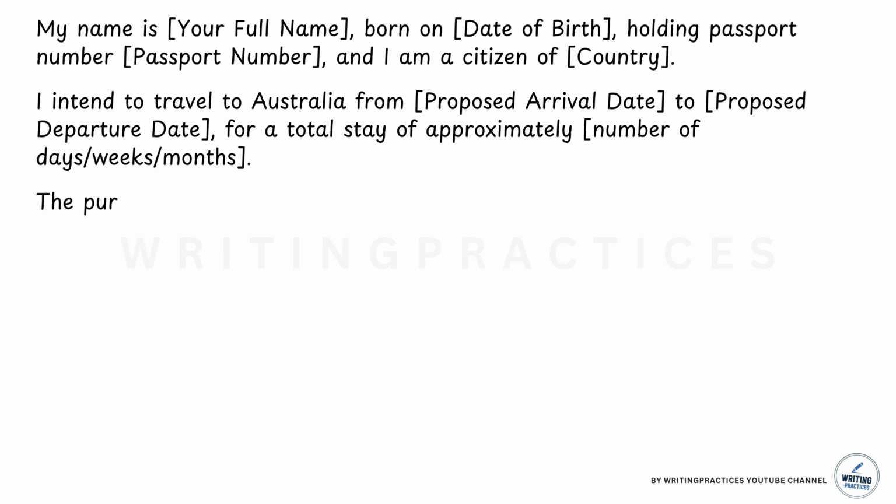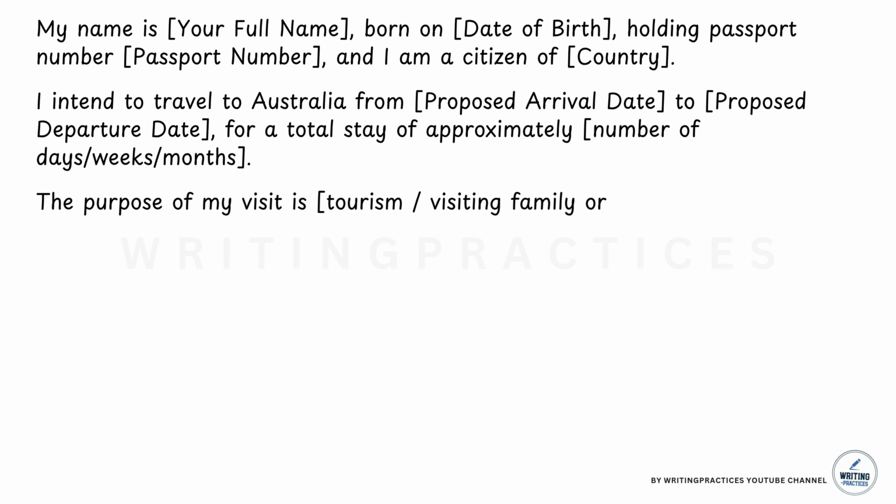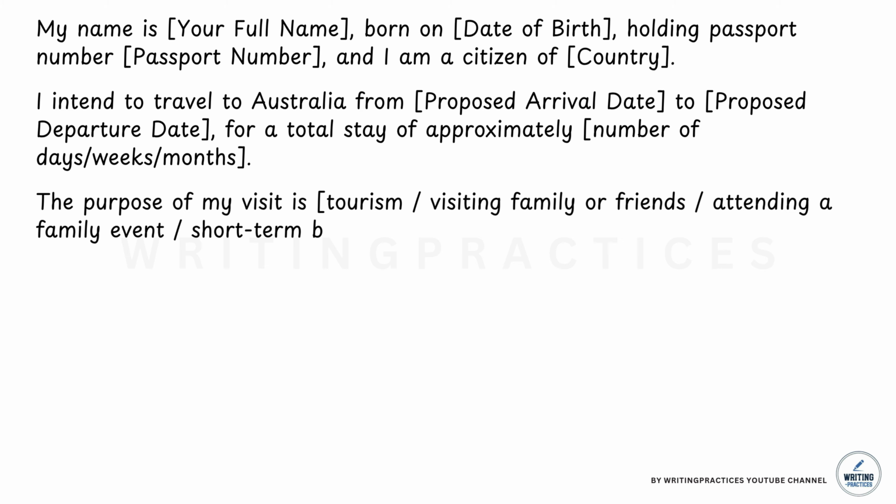Fourth paragraph, purpose of visit. Explain the reason for your visit. Example, the purpose of my visit is tourism and visiting family members. This paragraph explains why you are traveling to Australia. Immigration officers use this to confirm that your visit aligns with visitor visa conditions. Be specific and truthful when describing your purpose.